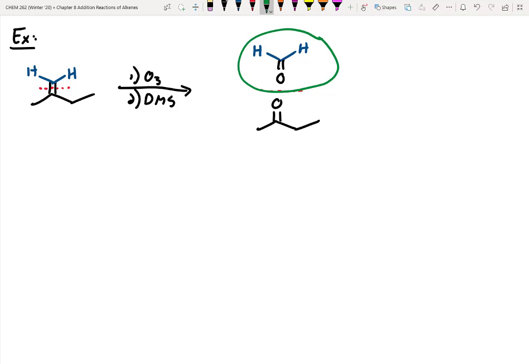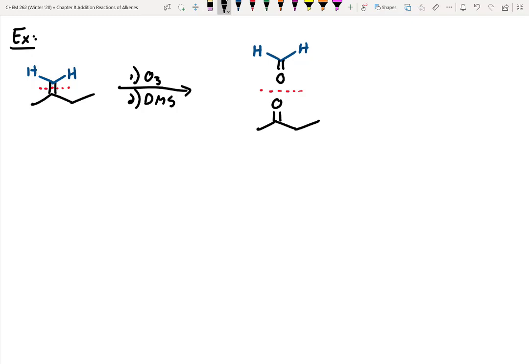Formaldehyde. It's what they used to use to embalm animals and even people before a funeral or something like that. However, now it's not commonly used. Does anybody know why? It causes cancer. So we kind of learned the hard way that this isn't the greatest thing to use. However, when we cut these double bonds, it's important to remember that you can make even something as simple as formaldehyde during these ozonolysis reactions.